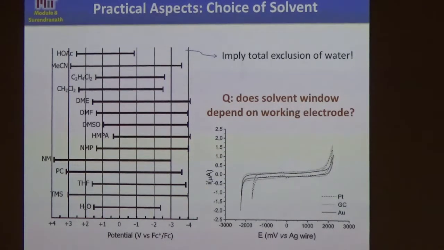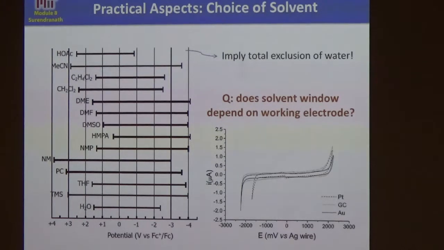So let's take a good example. Something like acetic acid is relatively hard to oxidize, but it's very easy to reduce. It's because it has a proton here. And as a result, if I'm able to reduce those protons to H2, that's going to limit the negative solvent window. Whereas you look at something like THF, or something like HMPA, you can have a very negative solvent window, and that's because there's nothing easy to reduce on this molecule.